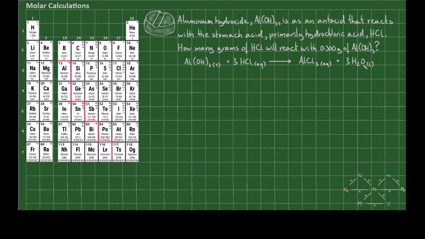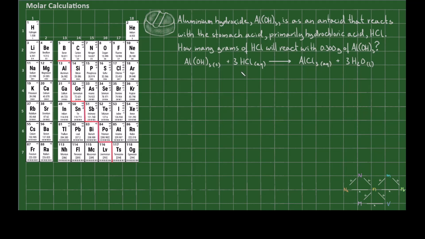A common pitfall would be to use just the masses. The ratio, according to the balanced chemical reaction equation, between aluminium hydroxide and hydrochloric acid is 1:3. So, if we have 0.3 grams of aluminium hydroxide, one might be tempted to multiply that by 3 and simply say we will end up with 0.9 grams of hydrochloric acid. We cannot do that. We need to calculate the number of moles involved. Therefore, the first step is to calculate how many moles of aluminium hydroxide we have.